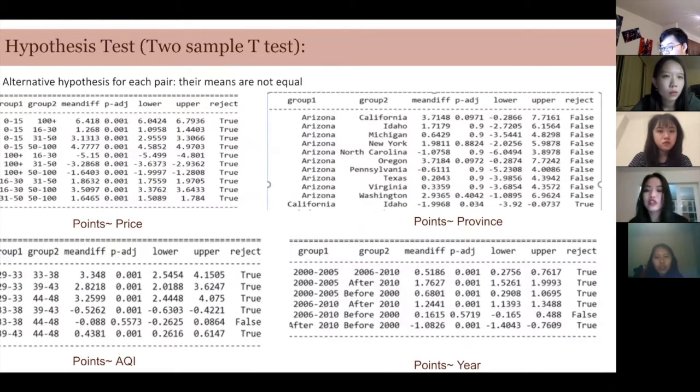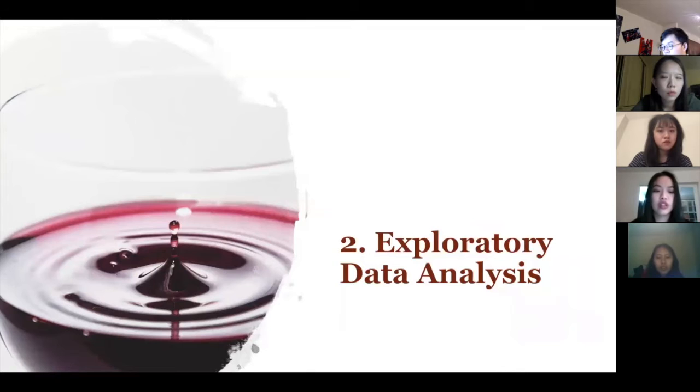From the previous ANOVA tests, each group's means are different. The hypothesis test of 2-sample t-tests here did the comparison for each 2 groups in one specific factor and gave the decision of whether to reject the null hypothesis. The mean difference and the confidence interval, the clear table offered more details. Next, welcome Jiahui to introduce the exploratory data analysis.